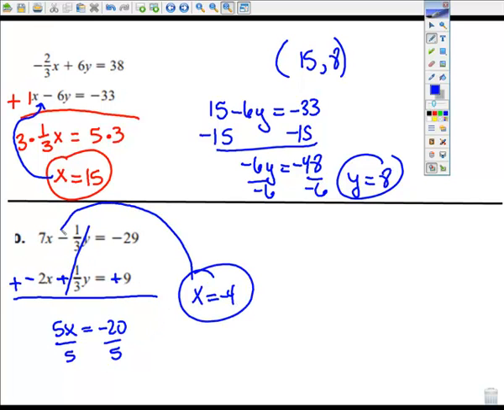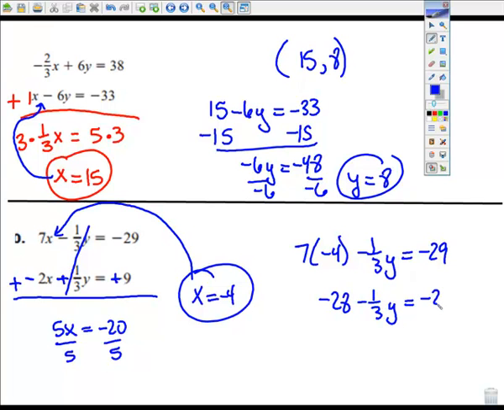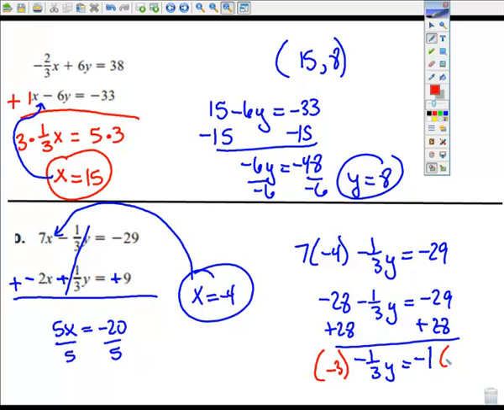I'll go ahead and put this into the top equation. 7 times negative 4 minus 1/3 y equals negative 29. So I get a negative 28 minus 1/3 y equals negative 29. Add 28. And I get a negative 1/3 y equals negative 1. Multiply now by a negative 3, or divide by negative 1/3, either way, and y equals positive 3. So my solution here is negative 4, positive 3.